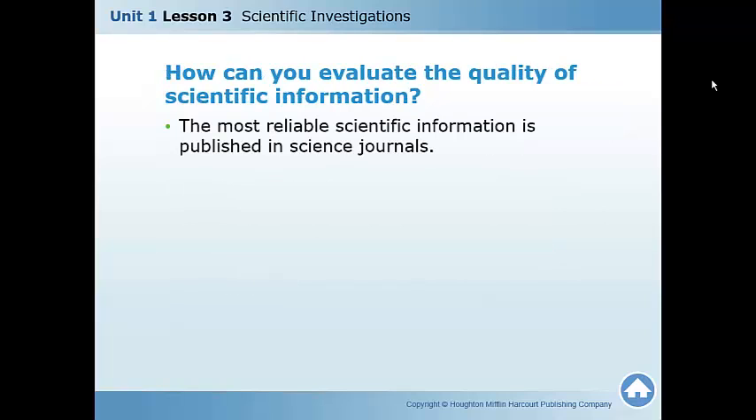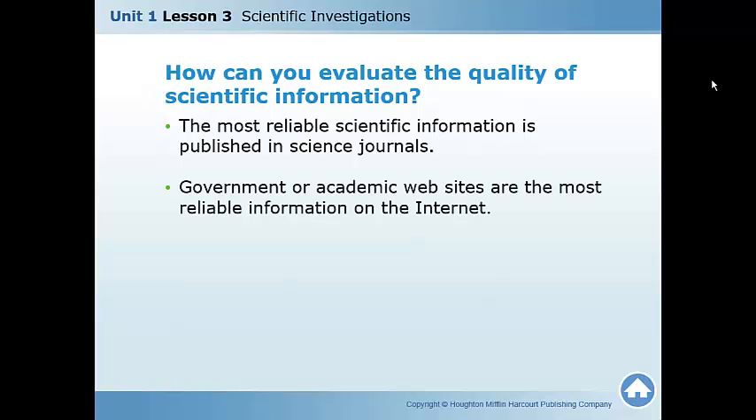Most reliable scientific information is published in science journals. You can find a lot of different types of science journals out there. You could probably find a journal for almost anything scientific you could think of. Ecology, zoology, and then even more specific from there.